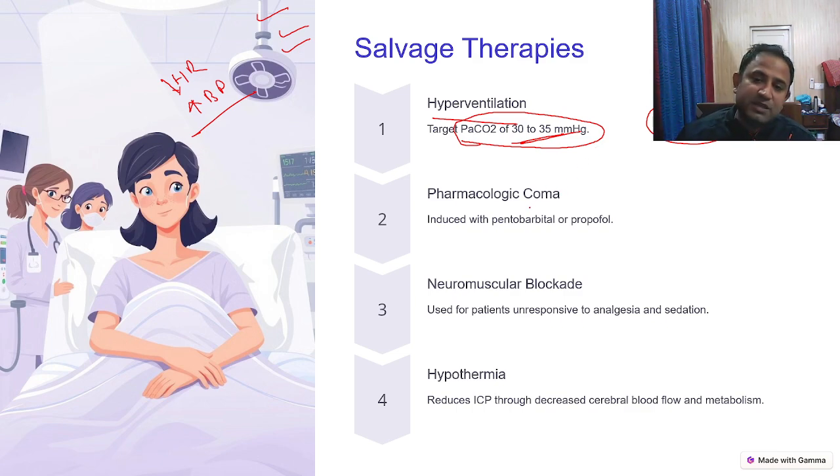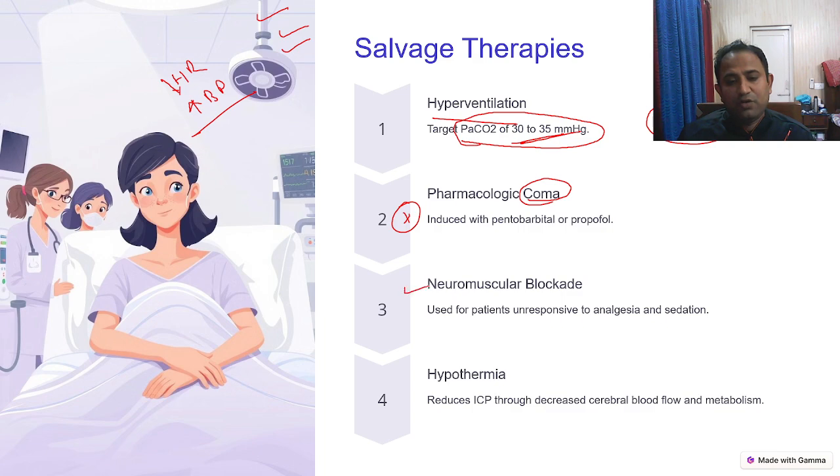Just for theory purposes, you must remember that there has been a role of barbiturate-induced coma or propofol infusions, but those have to be prolonged, and they come with some amount of morbidity per se, and this is not used that often.